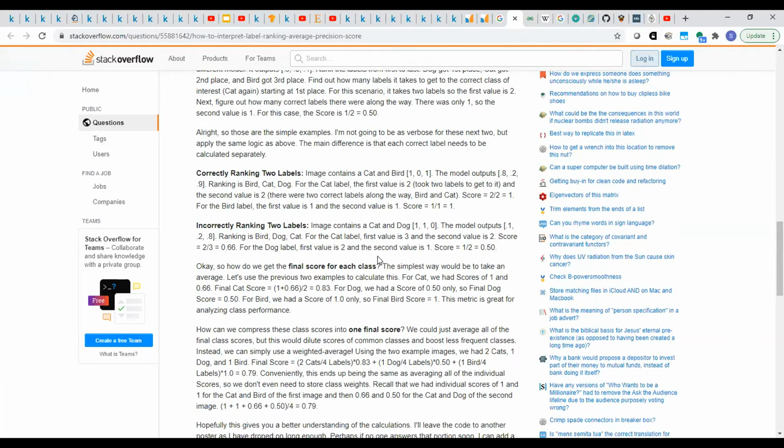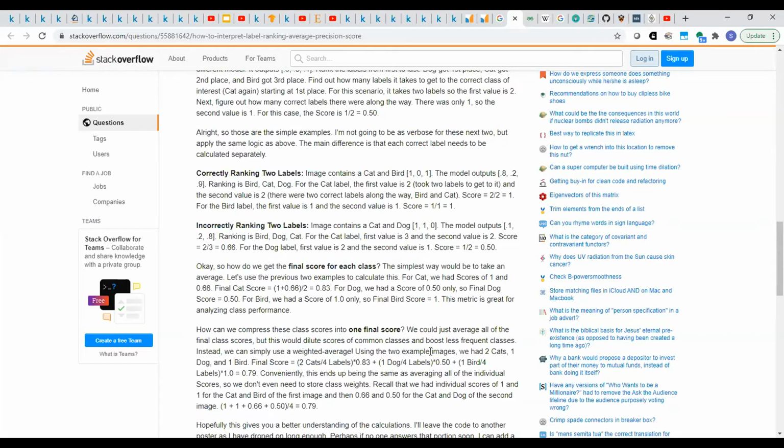So we could just average all of the final class scores, right? Which is average all of these class scores. So 0.83 and then 0.5 for dog and bird 1. But if we just average it, then here's what happens. As we know already, this would dilute scores of the common classes, or they appear more often, and boost the less frequent classes. Now, to avoid this, what we do is use a weighted average.